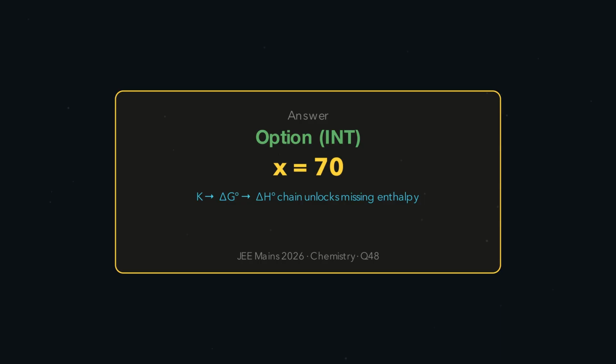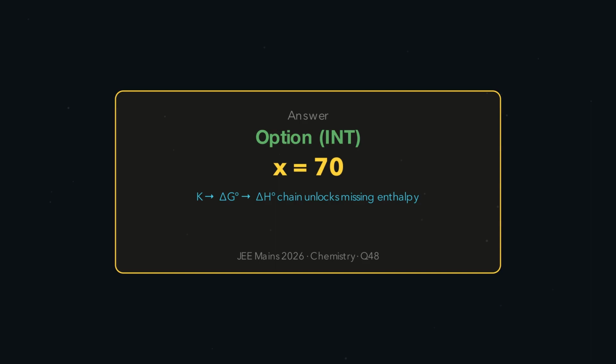Products minus reactants, 2 times the entropy of AB minus the entropy of A2 minus the entropy of B2. That's 444 minus 146 minus 280. That simplifies to 18 joules per Kelvin per mole.